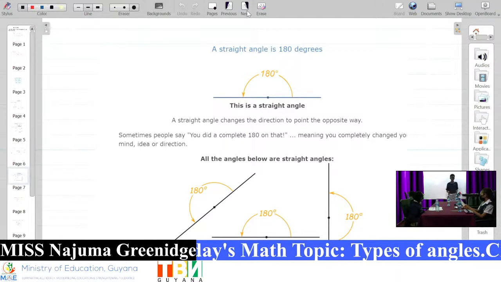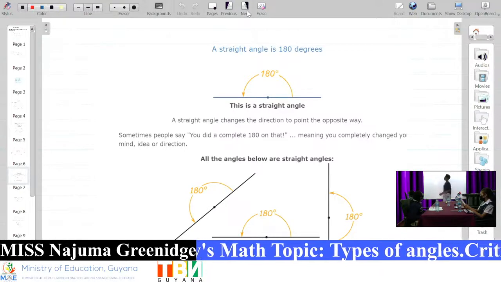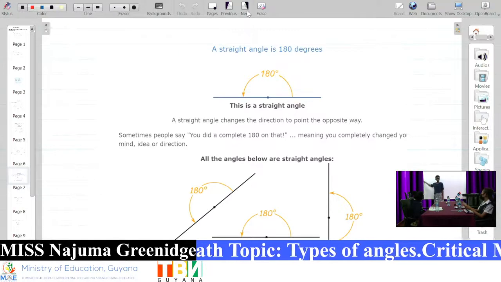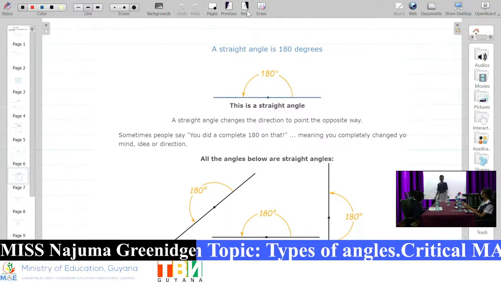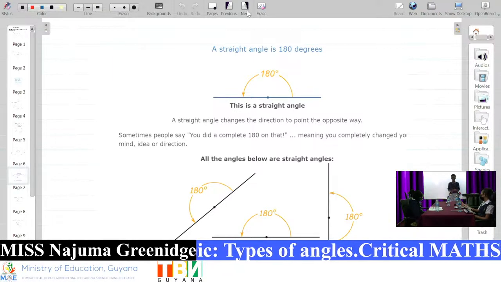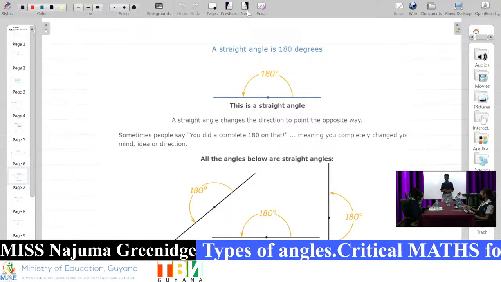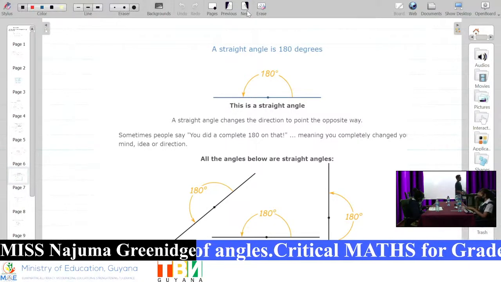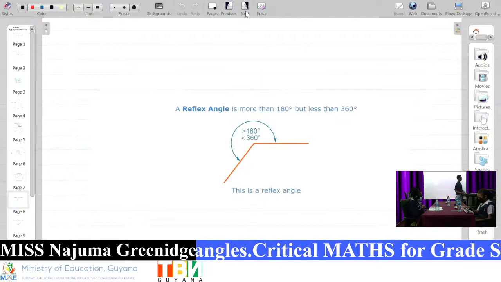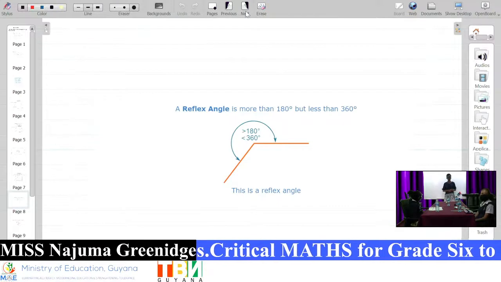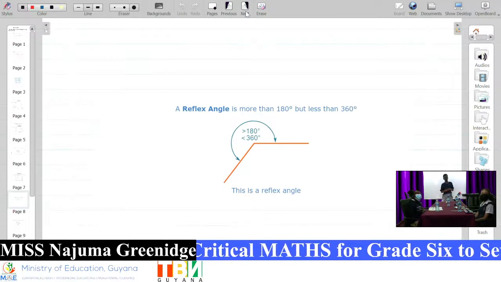Alright? So here, if you look at the board, we will have a straight angle forming at the edge of the board here. At the edge of your table, we will have a straight angle as well. Even your ruler will form a straight angle along that straight edge. Cool. Now, reflex angle, so we know that angle is greater than 180, but it is less than 360.